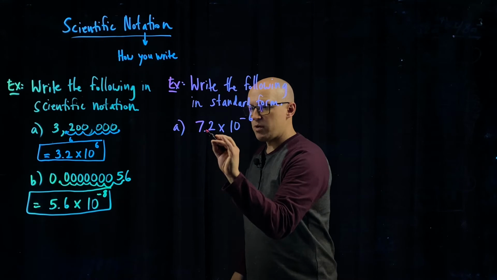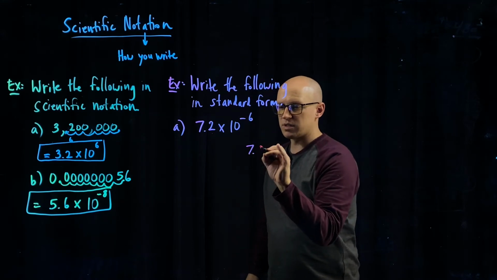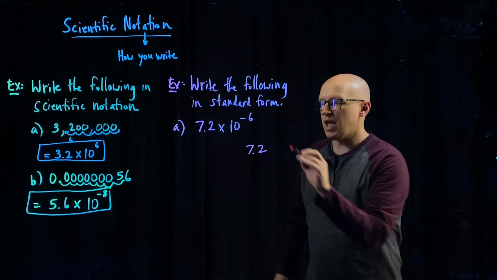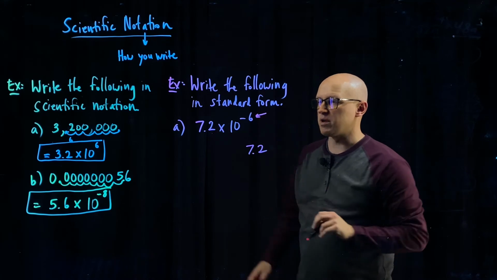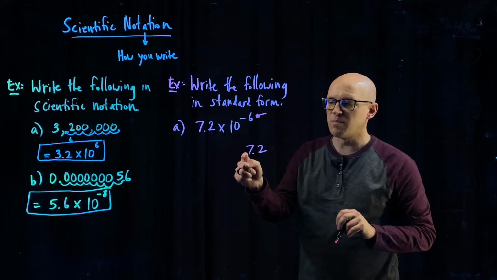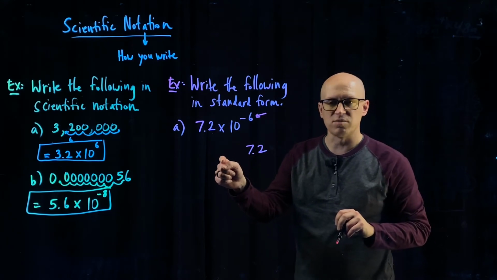All right, I'm always going to start with my regular number, so it's going to start with 7.2. And what is this negative 6 going to tell me? Well, first of all, it's going to tell me I'm going to move my decimal to make this a smaller number.